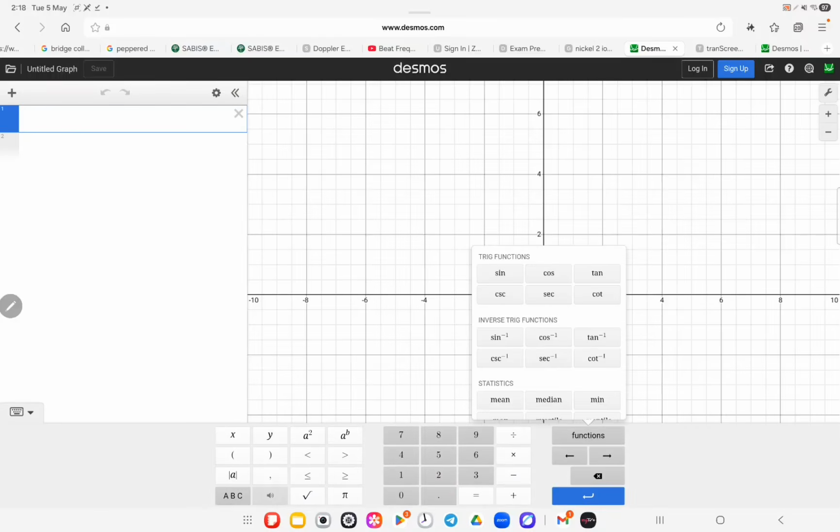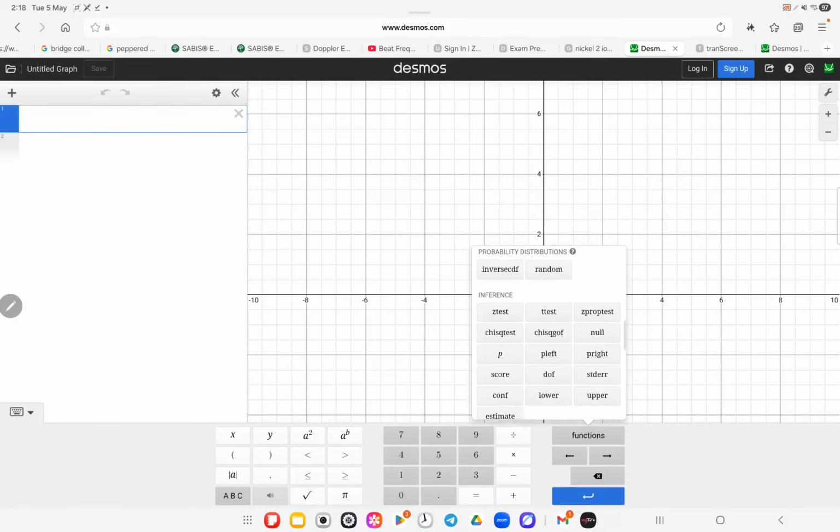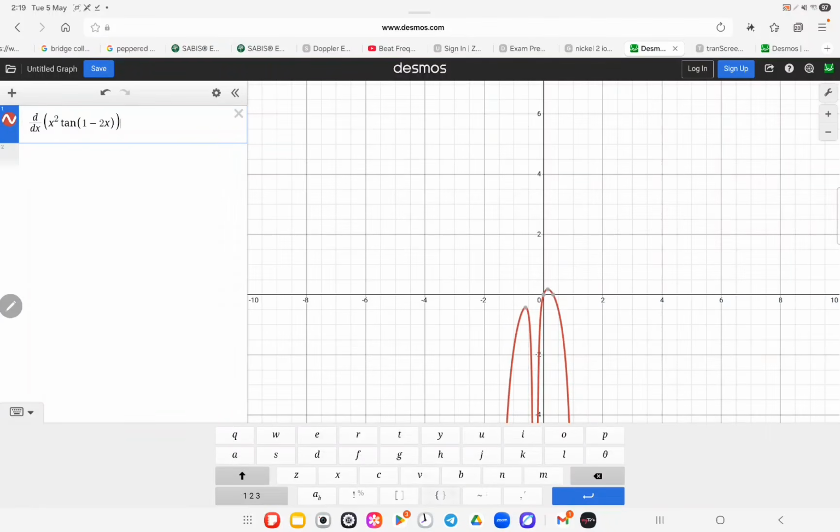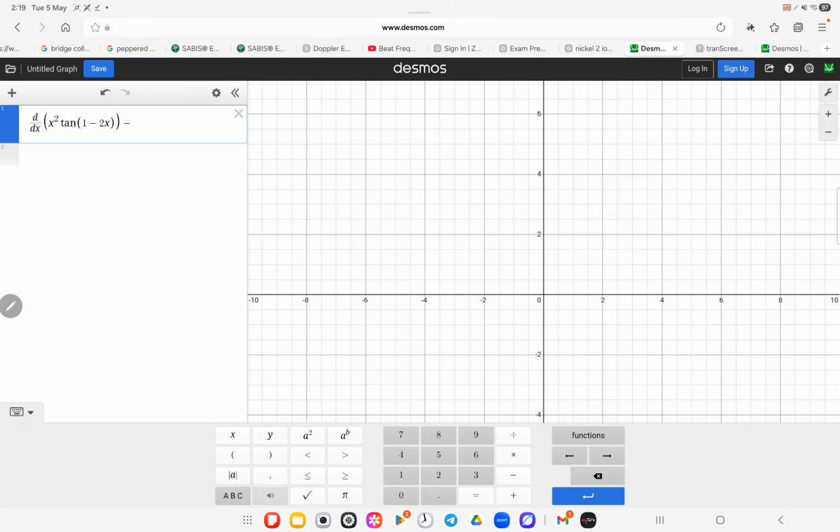So here in Desmos, you would go to functions, click on that, put the bracket, and now let's put the function, which is going to be x squared tangent of 1 minus 2x. Okay, let's limit it window-wise from negative 0.25 to 0.75.